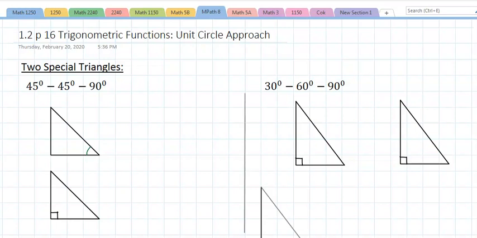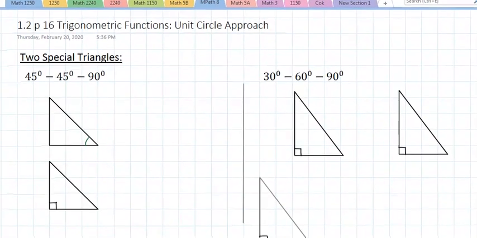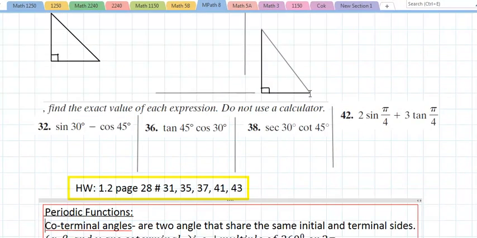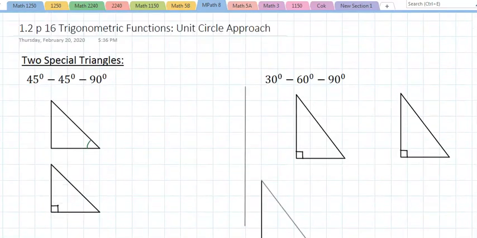Okay, section 1.2 starts on page 16 in the book, and we would like to look at trigonometric functions, unit circle approach. Two triangles we want to get out of the way. One of them is the 45, 45, 90, and the other is the 30, 60, 90. Trigonometry is based on those. Let's get this out of the way.